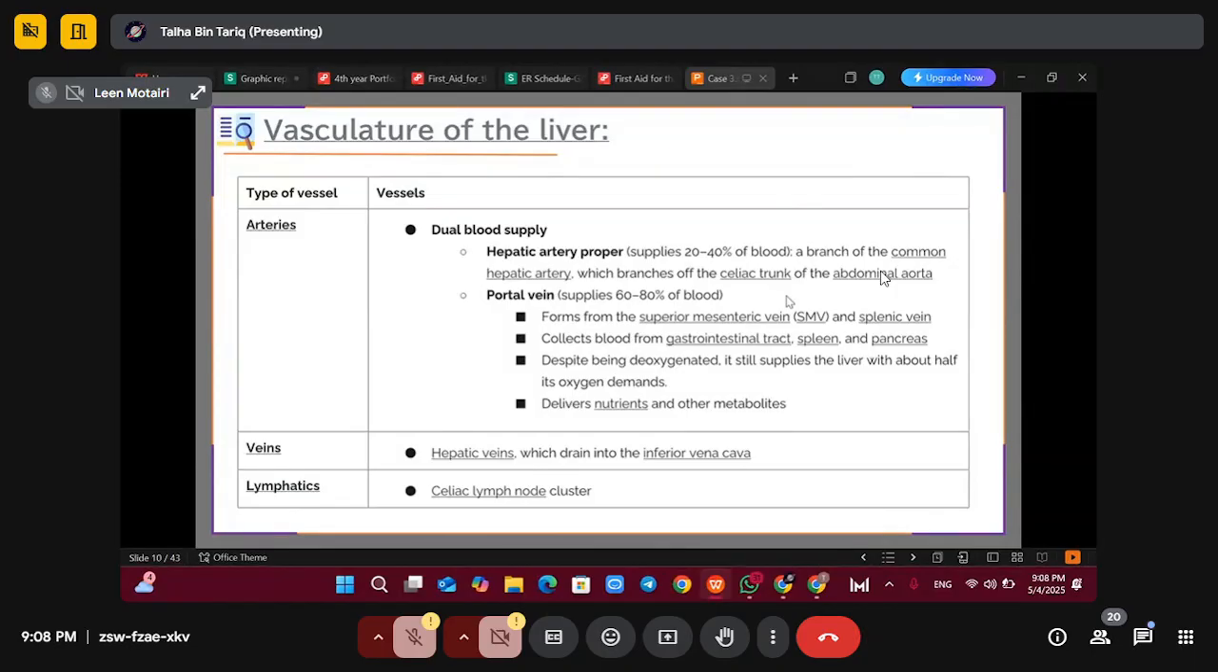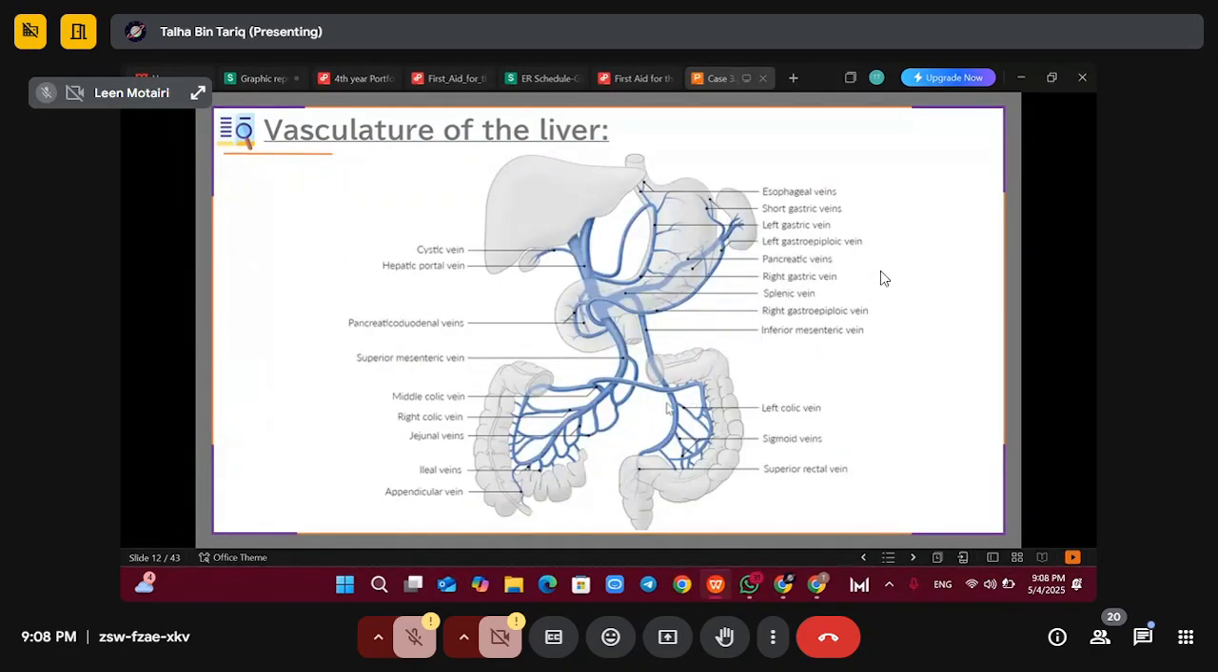Now, where is it coming from? Where is it forming? It is forming at the junction of the superior mesenteric vein and the splenic vein. So let me show you the picture. Yeah. So over here, you can see this is the superior mesenteric vein. It is going upwards, and this is the splenic vein, the thick one. As you see, this is the splenic vein. So both of these are joining, and these are forming the hepatic portal vein. So the hepatic portal vein is then going and supplying the liver, right? And over here you can see the cystic vein supplying the gallbladder.